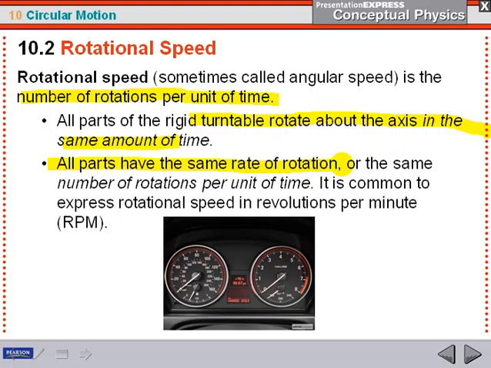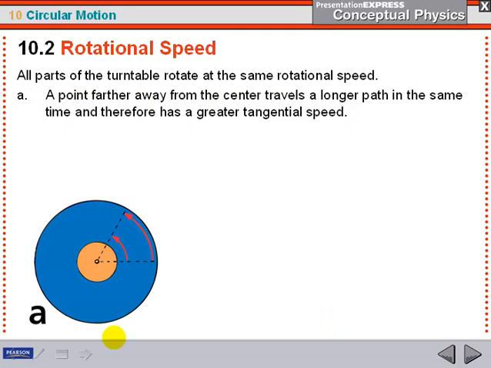We'll go back to the turntable in a moment. Each part has the same number of rotations per unit of time, and we often express this as revolutions per minute. You can see there are usually two dials on your car. One is your speed, not velocity, but your speed in miles per hour, and the second dial tells you the RPMs of your car, which is a measure of how fast your car is working, not how fast the car is going, but how fast your engine is moving.